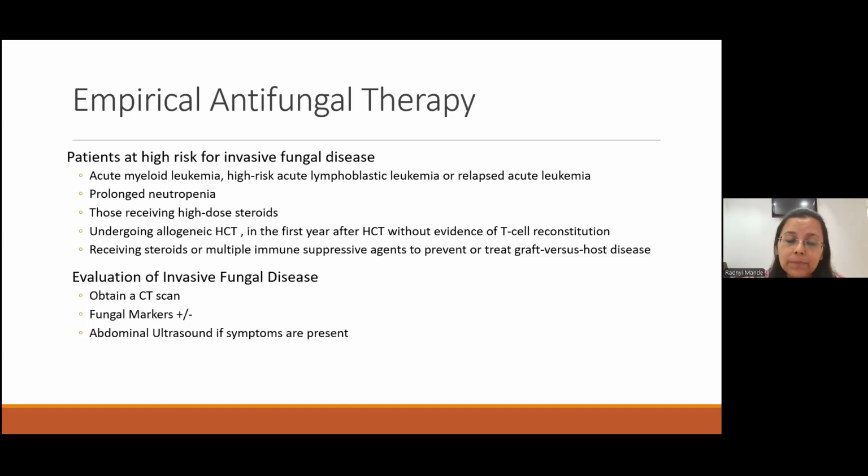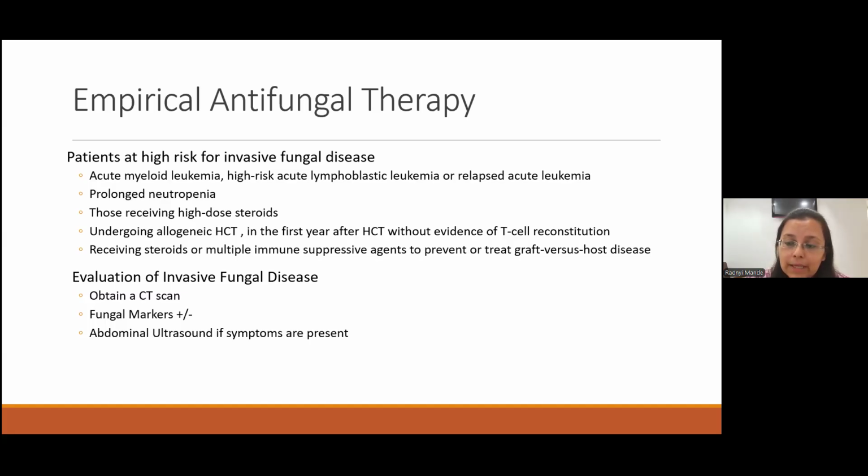leukemia. Then patients having prolonged neutropenia, those who have received high dose steroid for a long period, those who have undergone allogenic transplant in first year after transplant without evidence of T cell reconstitution, those who receive steroid or multiple immune suppressive agents to prevent or treat graft versus host disease. So in all these cases, we keep our antenna high for fungal infection.